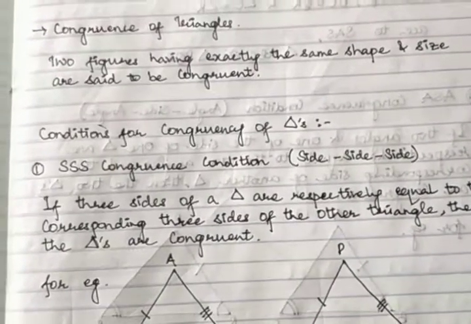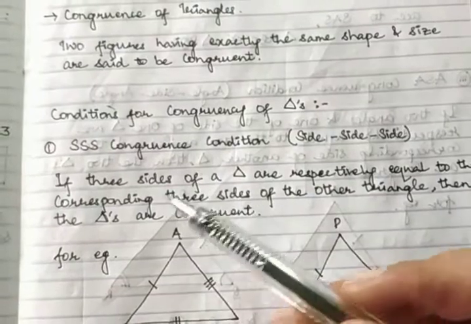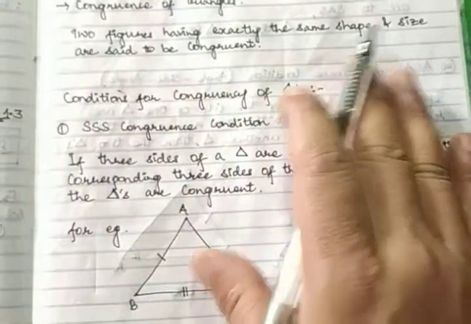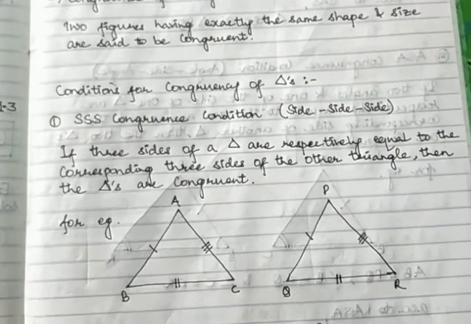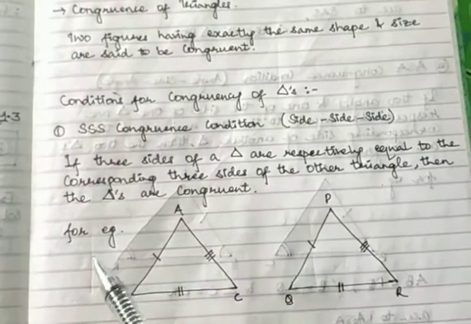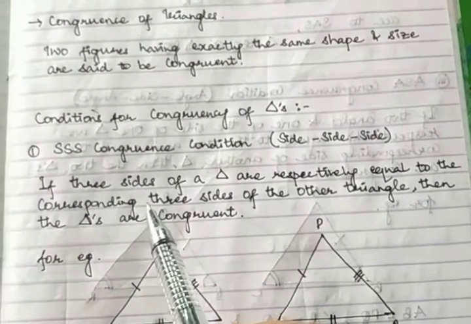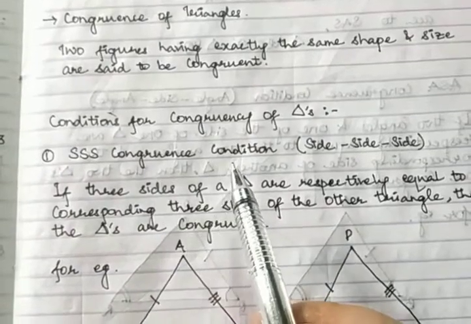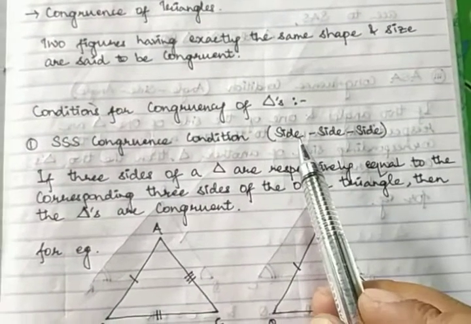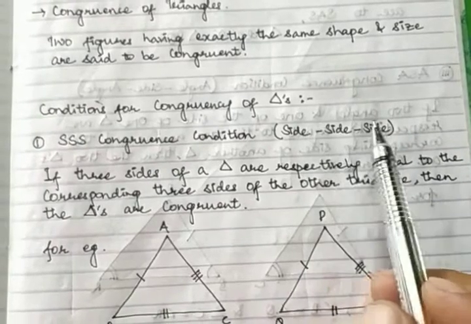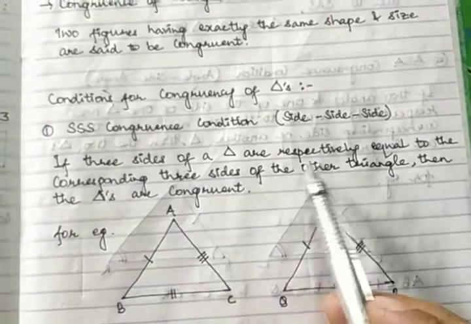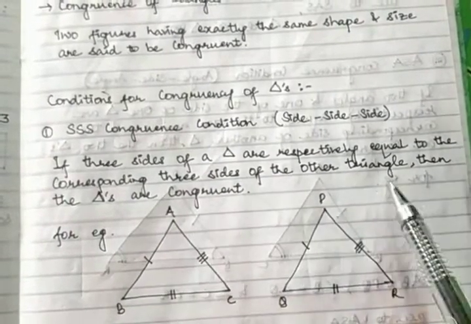Now the first one, that is conditions for congruency of triangles. What are the conditions that make two triangles congruent? That is superimposable figures. That means when you place one over another, you get to see just one. Please write down the notes in your copies as well. The first one we have here is the SSS congruence condition. SSS means S refers to side: side, side and side. The statement says, if three sides of a triangle are respectively equal to the corresponding three sides of the other triangle.